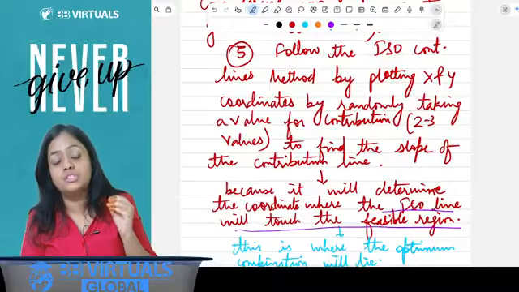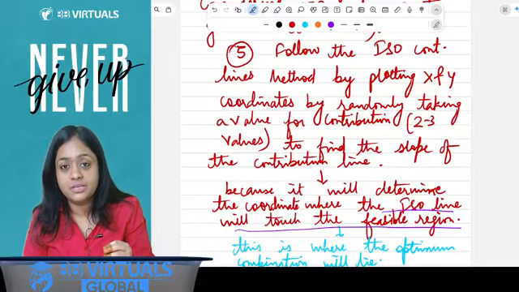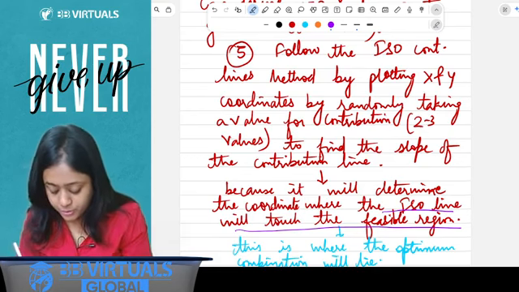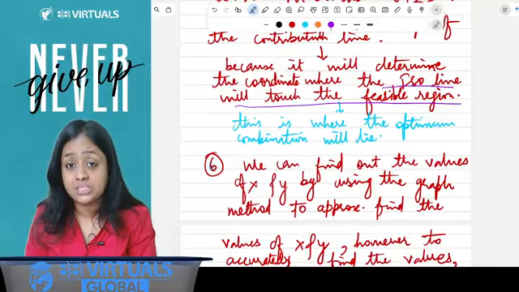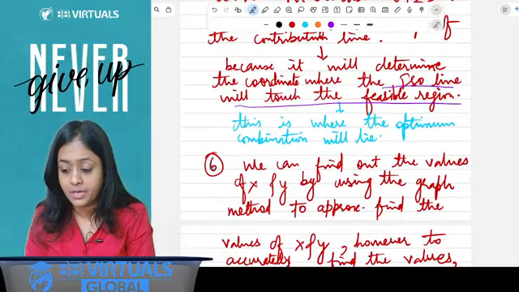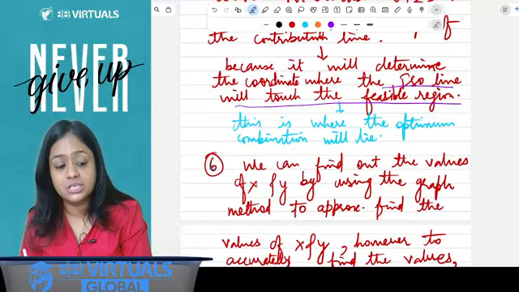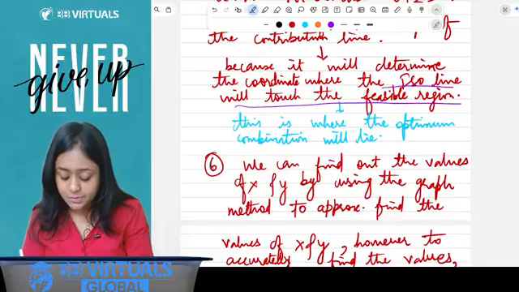The line which is going to touch the feasible region, that coordinate will be the coordinate where you'll have the maximum contribution. Like I told you, the slope of the ISO contribution line will determine the coordinates where the ISO line will touch the feasible region. And that coordinate is the point where your contribution is maximized.